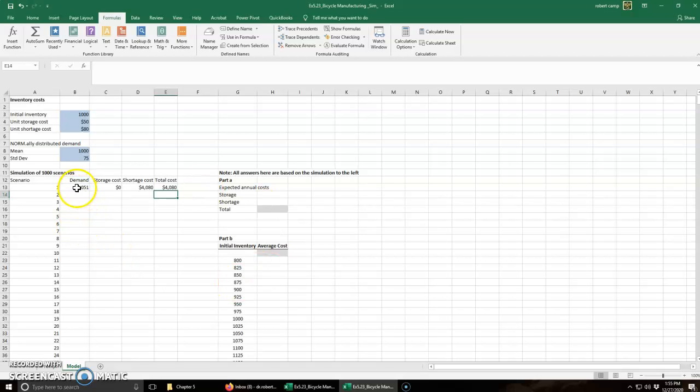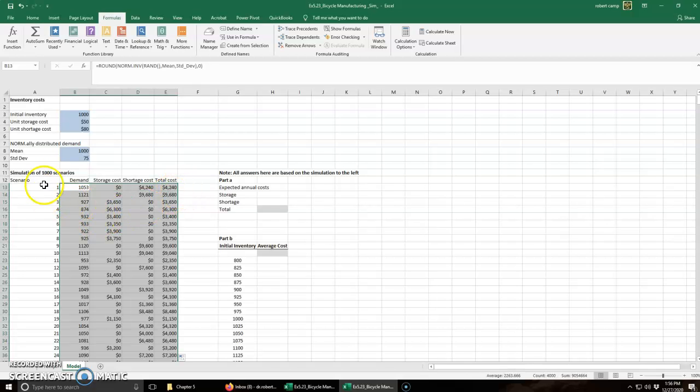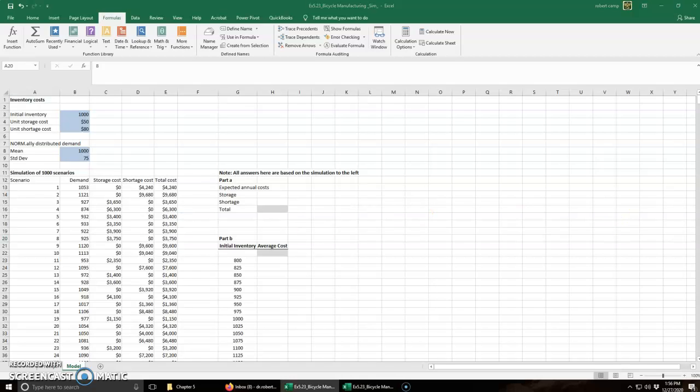And now what I need to do, so here we go, storage cost 0, shortage cost 4,800. So now I'm going to highlight all of these, and I've got to drag it down 1,000 times, or I just double click here because it knows there are numbers here, and it's just going to fill things in. Okay, so now I've got 1,000 different tests.